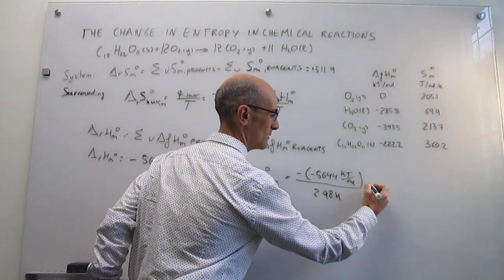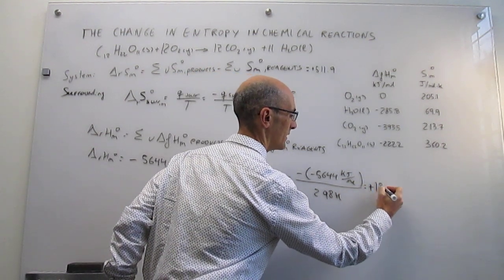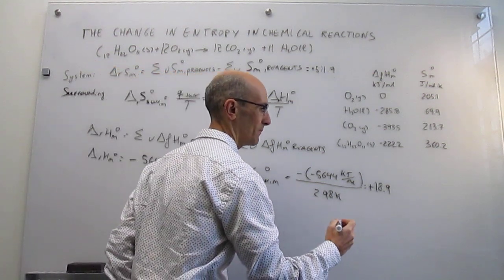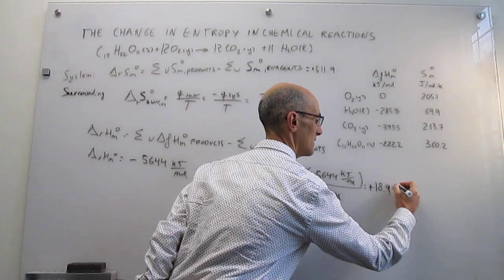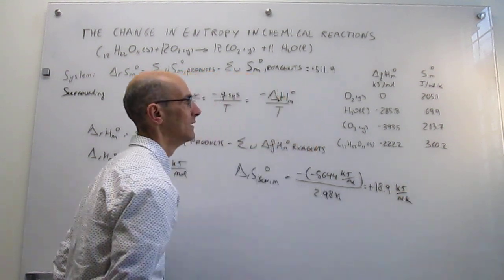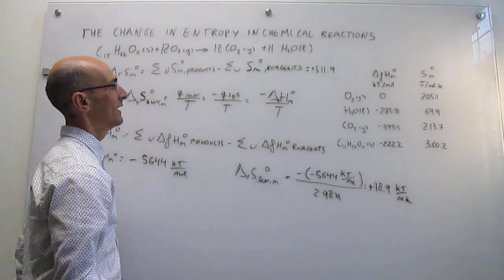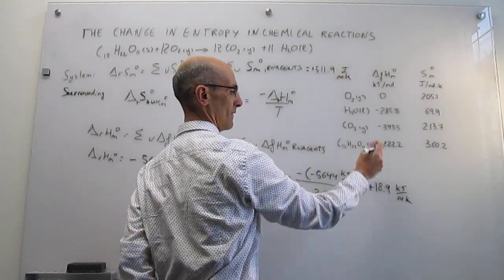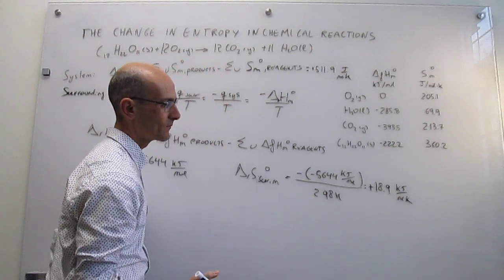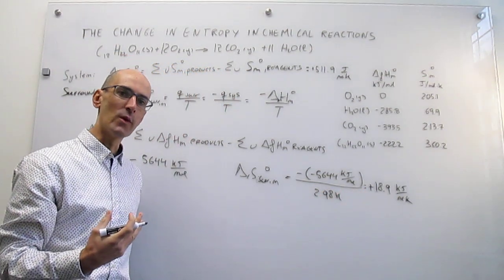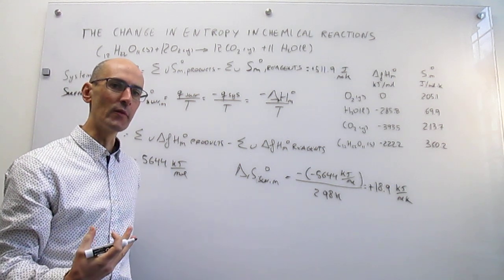So you get to a positive value of the change in entropy in the surroundings, plus 18.9 kilojoules per mole Kelvin. Okay, so let's then see what this sign really means here. What that sign means is that somehow the surroundings are gaining entropy from the reaction.